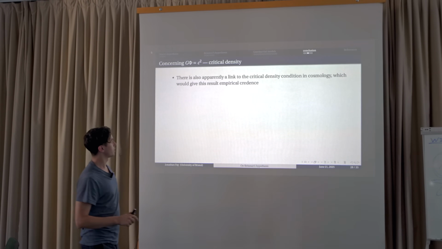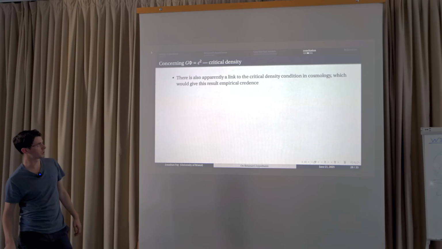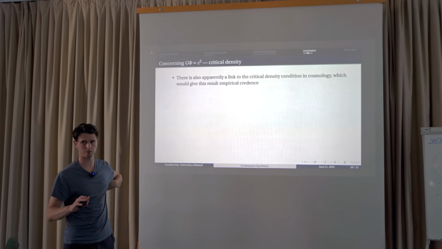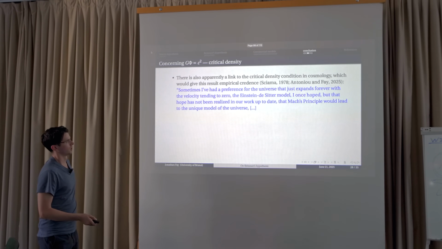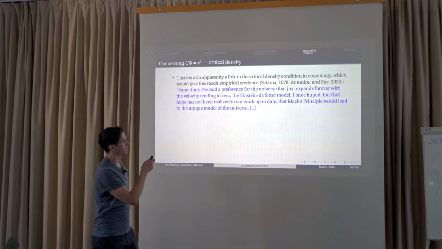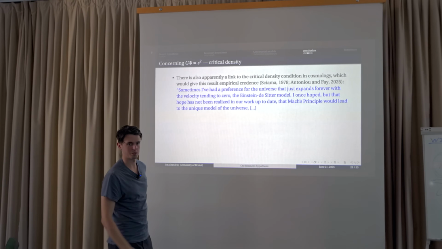There's also apparently a link to the critical density condition in cosmology, which would give this result some empirical credence because there are a lot of experimental tests of that. You can see this in my recent paper, which is on the arXiv. It got rejected, so we have to write it again, which is a pain.